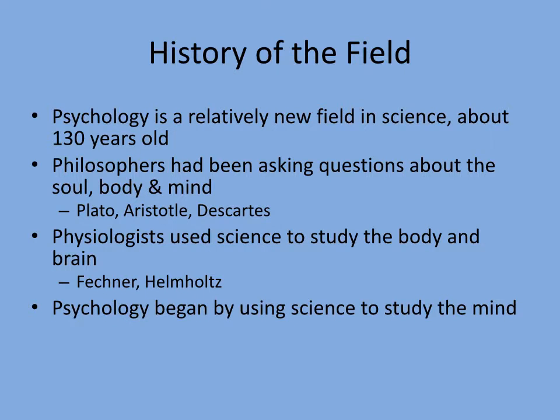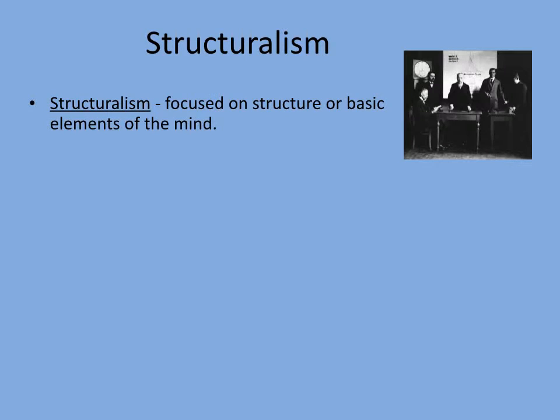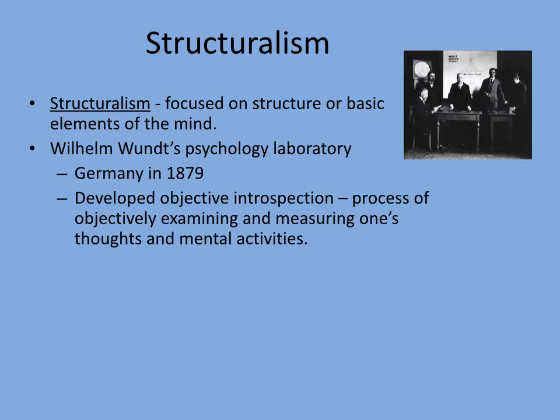Now, the first major theory of psychology is structuralism. It focused on the structure or basic elements of the mind. This was started by William Wundt. This is the first branch of psychology. William Wundt is the father of psychology. It started in 1879 in Germany. And his major tool for looking at the human's thought process is introspection. It's about examining one's thoughts and mental activities. So really thinking about thinking is introspection.